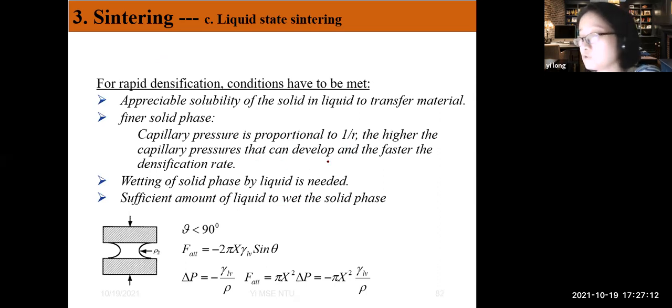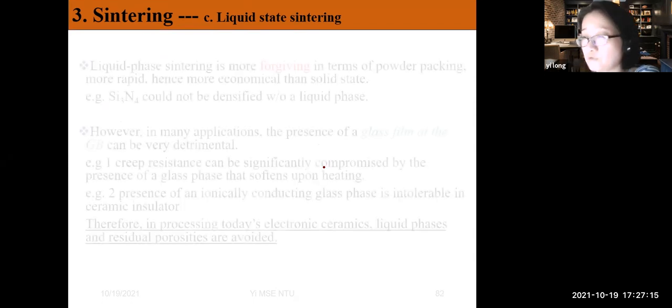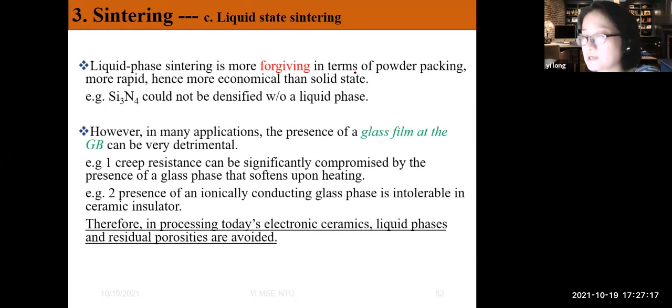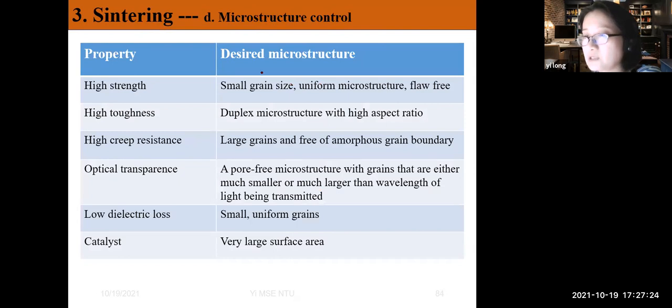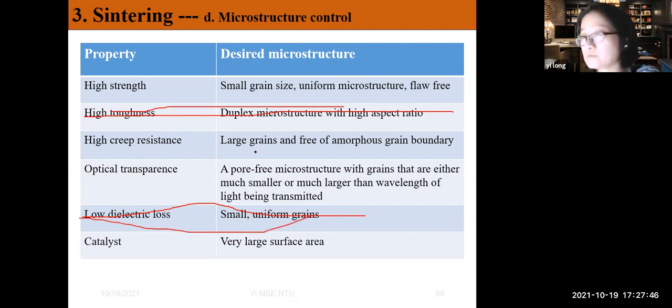Okay, so in order for densification to occur in liquid phase sintering, we said the bad thing is here and is also important. And these are the property and microstructure relationships. As I said, this one is not required at this moment, so all the rest, please remember. Maybe not this one, no dielectric, no need. So all the rest, please remember. These 2 are not needed. All the rest, please remember.